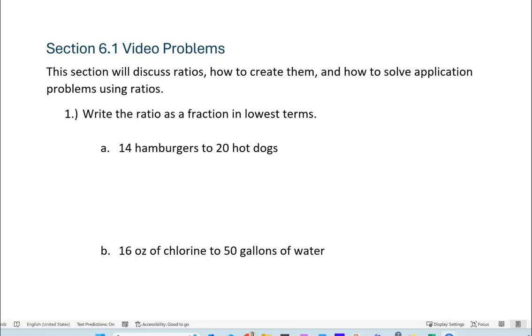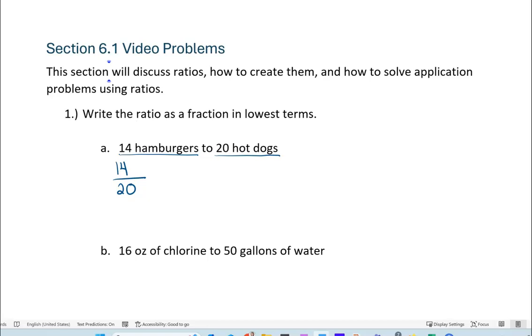So ratios and fractions look the same. You're also going to be setting it up in terms of a part over a whole. So just as we do with fractions, I'm going to take the first value that I'm given, which is the 14 hamburgers, and I'm comparing it to 20 hot dogs. So the ratio as a fraction is 14 over 20.